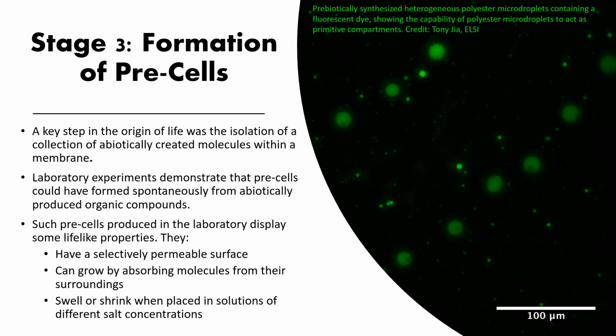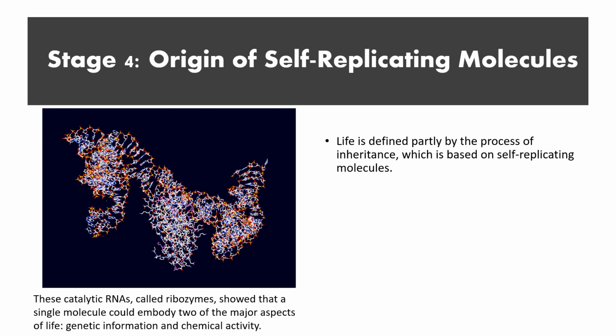Over here in this image, what we have are these green fluorescent balls. Those are actually prebiotically synthesized heterogeneous polyester microdroplets. Those are primitive compartments that we would call pre-cells. So it is possible to create these in an abiotic system.